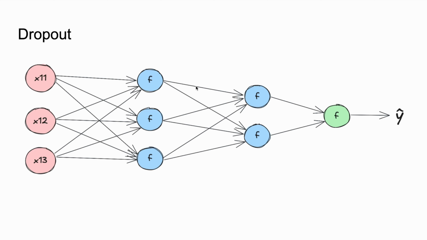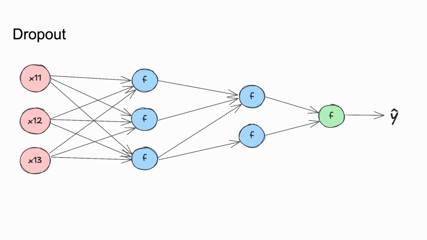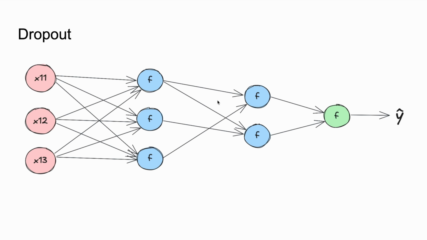It will be something like this. Here we are removing 2 connections, right? Only 4 will be there. In the next batch, when we pass the next batch, we'll remove another 2 connections. Here, we have removed 2 more connections. And we'll keep doing this for each batch until we have trained the model.